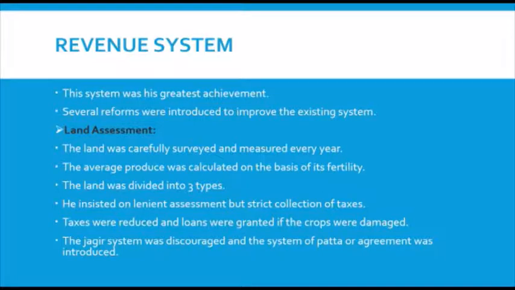Sher Shah insisted on lenient assessment but strict collection of taxes. Taxes were reduced and loans were granted if the crops were damaged during war or if they failed due to natural calamities like drought or flood. The Jagir system was discouraged and the system of patta, that is title deed, and kabuliyat, or agreement, was introduced.